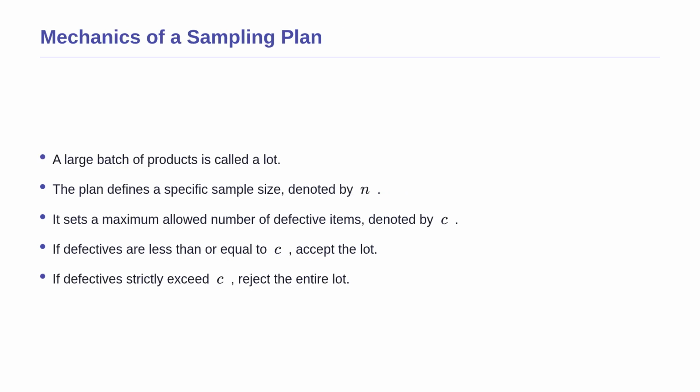Now that we understand the intuition, let us look at how a formal plan actually works. An acceptance sampling plan is a specific statistical rule used to decide whether to accept or reject a large batch of products, which we call a lot. The plan relies on two crucial numbers. First is the sample size, denoted by N. Second is the maximum allowed number of defective items, denoted by C. The rule is simple. If the number of defectives in your sample is less than or equal to C, the entire lot is accepted. If it strictly exceeds C, the lot is rejected.